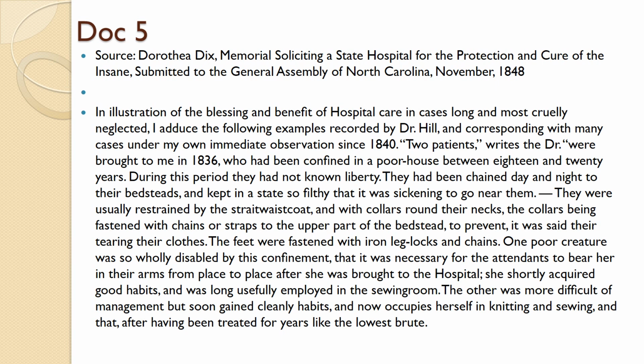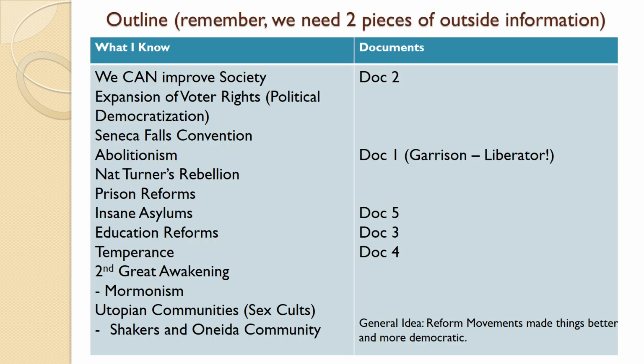But of course, you read your textbooks, so you know that's all in there. Let's look at our outline now. Okay, so this is where the documents line up. You'll notice I put Garrison and the Liberator in there because I didn't put that in my chart initially, but I got that info from the document. So I want to bring that in. This is essentially where I'm going to go.